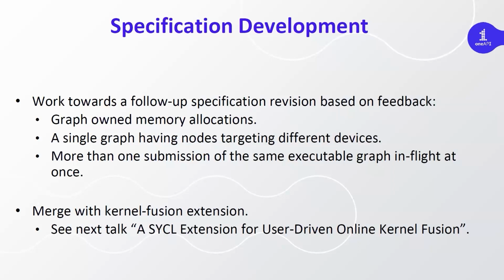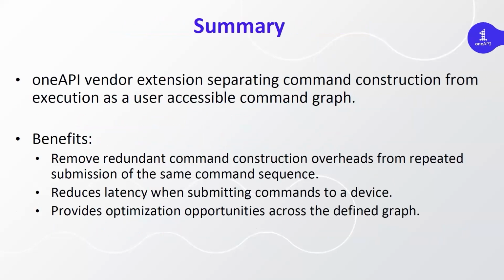And finally, I've put here the point about being able to have more than one instance of the executable graph submitted by the user at once, and trying to get the SYCL runtime scheduling work so we can work around those backend differences. Like that in the next version of the spec. And finally, and perhaps most excitingly, we're looking to merge with the kernel fusion extension, which is conveniently the next talk up at IWOCL this year. So look forward to that.